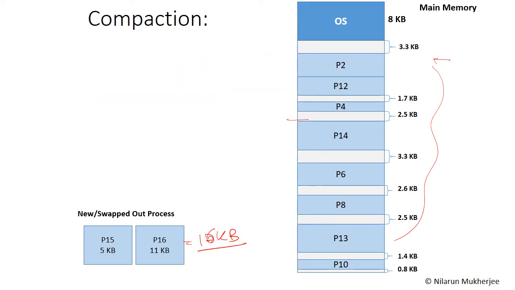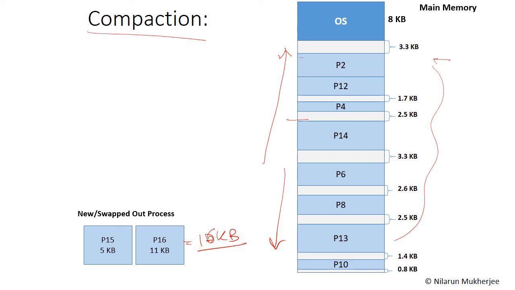The way is, if we can shift all the processes to one end, either to the beginning or to the end, and collect all the holes at the other end, then that method is called compaction.